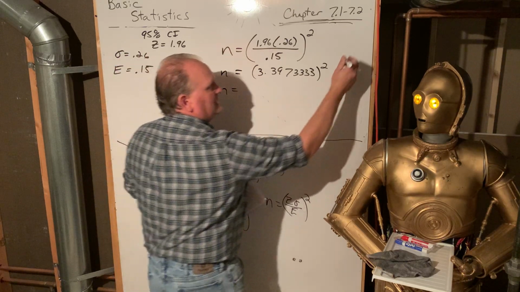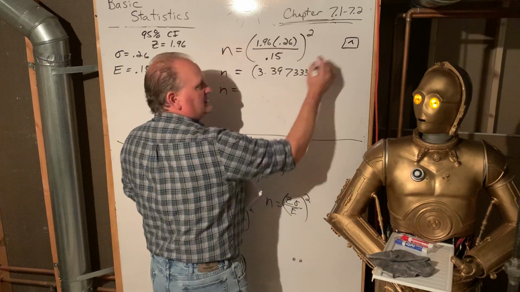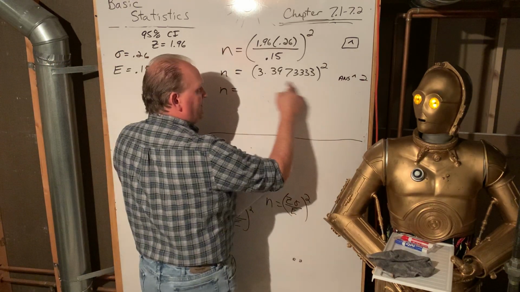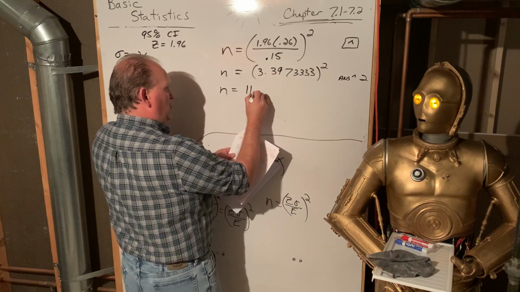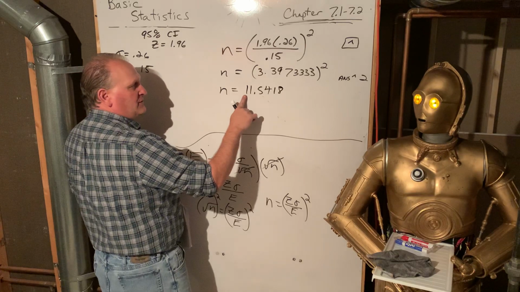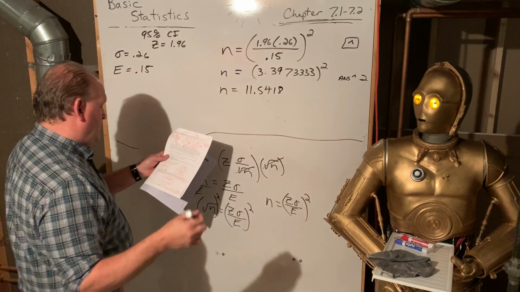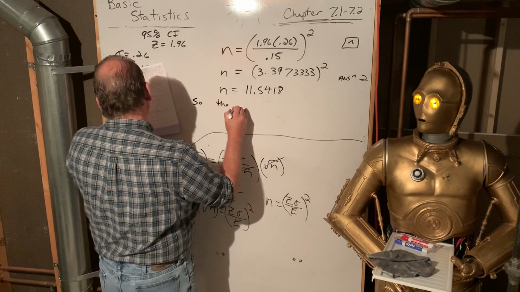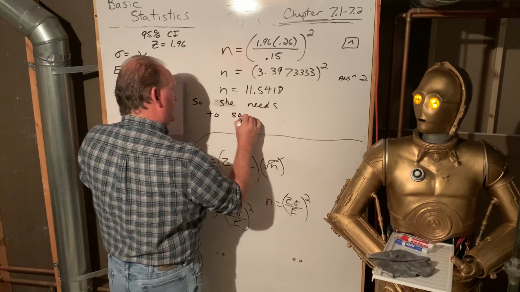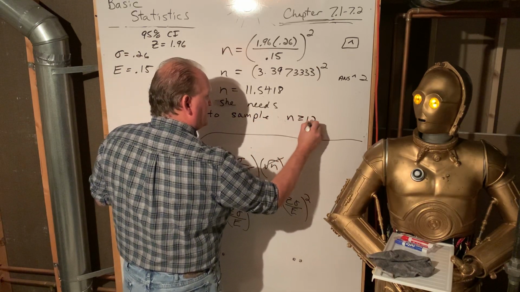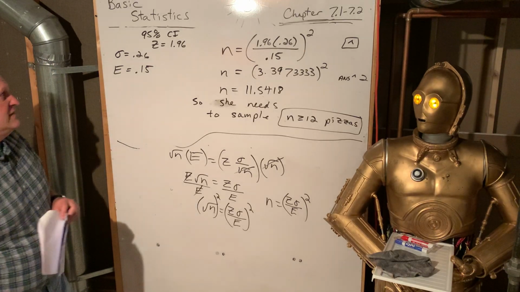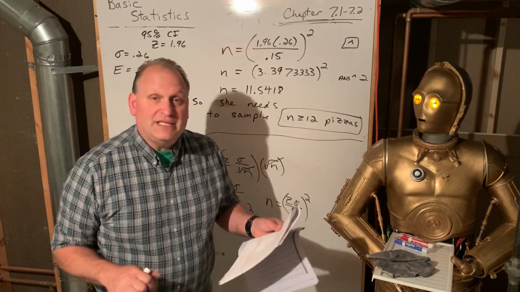With that in your calculator, just hit the little power key, the caret key, and it'll say ANS, and then you just put a 2 there and hit enter. That way you don't have to type it in again. All right, so that's 11.54. Now even if this was 11.2, we would always take it up to the next whole sample. So if it was 11 point anything, you take it up to 12. So she needs to sample 12 or more, it would have to be greater than or equal to 12 pizza pies, in order to get a 95% confidence interval with only a margin of error of 15 cents.